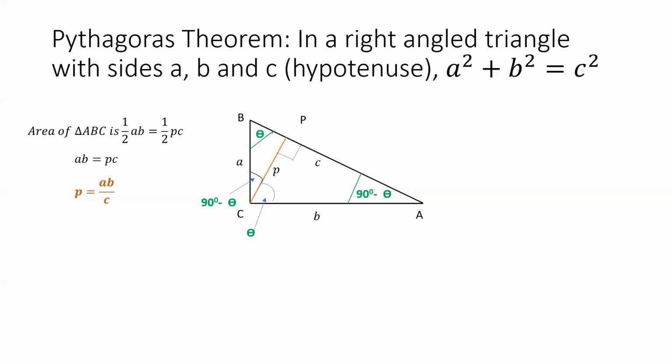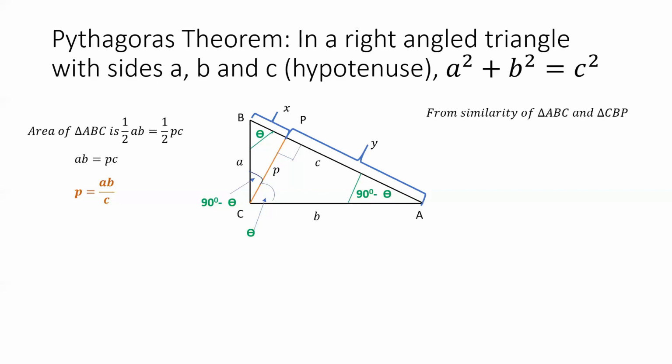So now consider the triangles BPC and ACP. Their angles are all the same. The corresponding angles are the same as that of the original triangle ACB, or ABC, which makes all of those three triangles, the big triangle, the original triangle, and the smaller two triangles, similar to each other. Now let's indicate the length of BP by small x and length of PA, or AP, by small y.